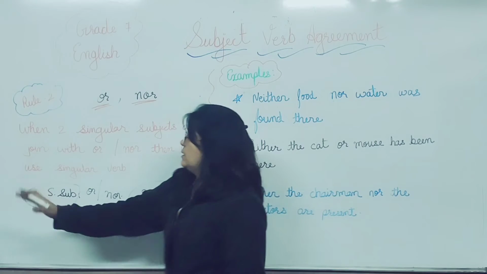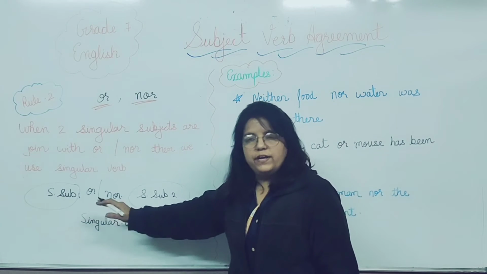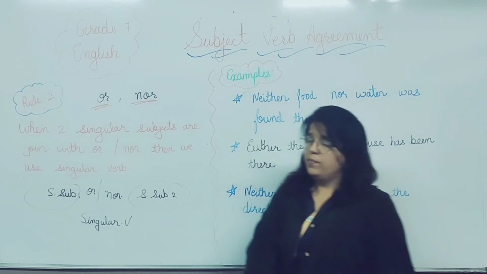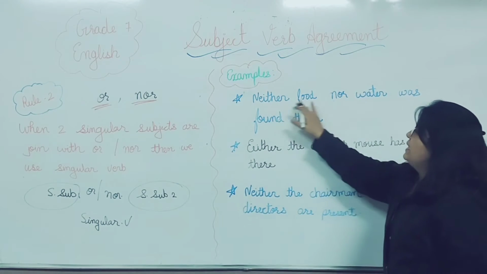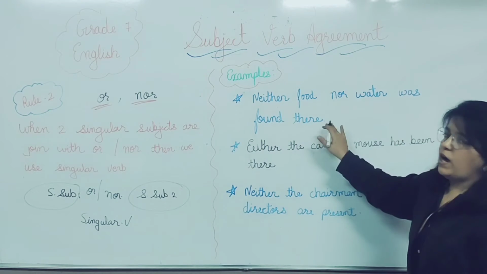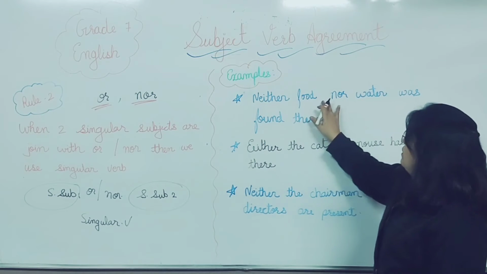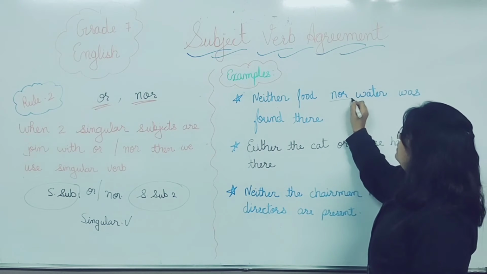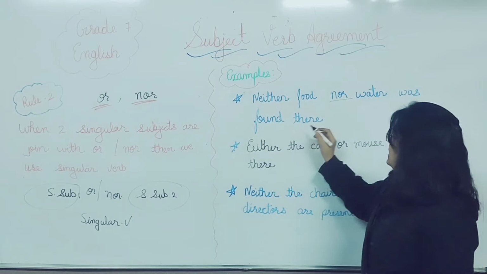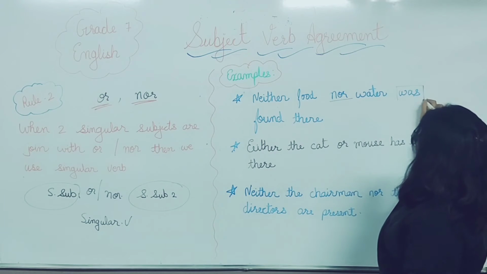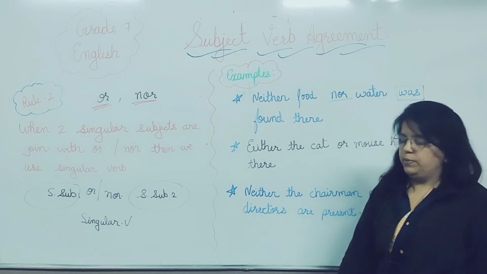Understood? Then when both subjects are joined with or and nor, we take a singular verb. Let's see an example. Neither food nor water was found there. Now you can see food and water are joined with nor. So that's why we have taken a singular verb here.